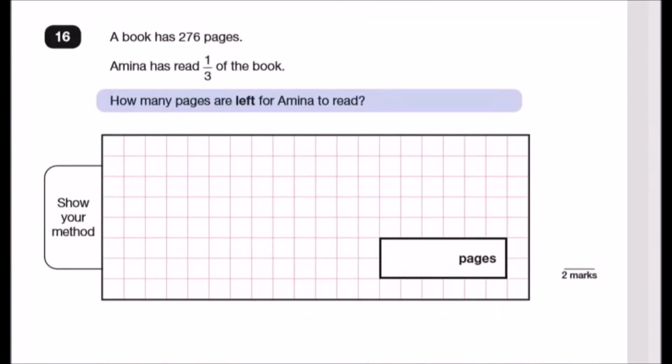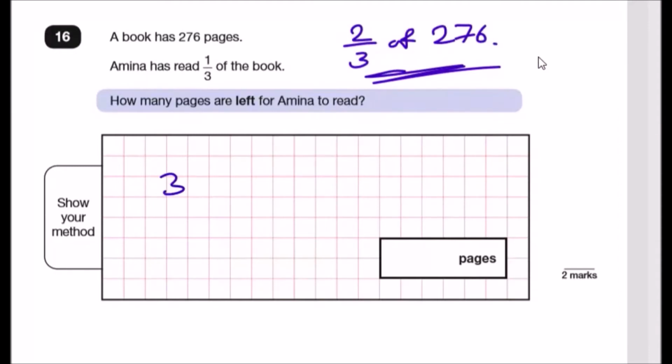Okay, number 16 now. A book has 276 pages. Amina has read 1/3 of the book. How many pages are left for Amina to read? If she's read 1/3, that means there are 2/3 left of the book, and we know the book has 276 pages. The quick way to find fractions is to always find 1/3 and then multiply it by how many thirds you need. So to find 1/3 of 276, just divide it by 3.